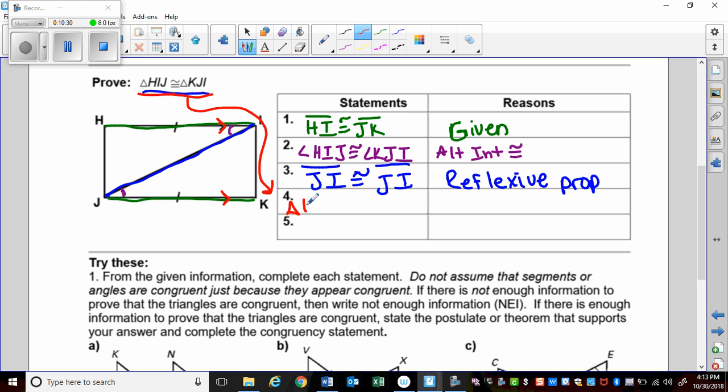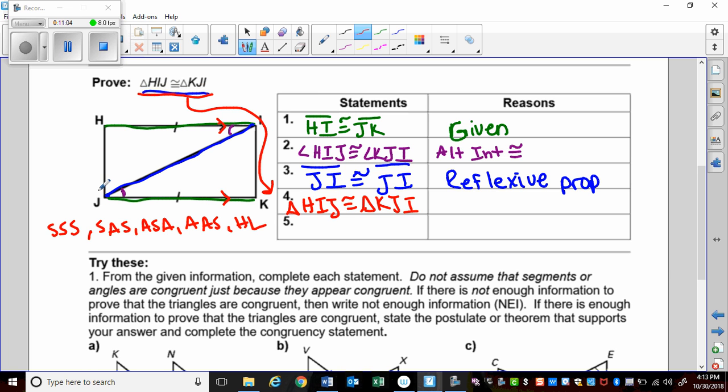So triangle HIJ is congruent to triangle KJI, and my reason is going to be side, side, side, side, angle, side, angle, side, angle, angle, angle, side, or HL. I have 5 reasons, 5 postulates to go here. So I'm going to look at this. It looks like I have one side, I have an angle, and then I have another side. Let's look at the order.